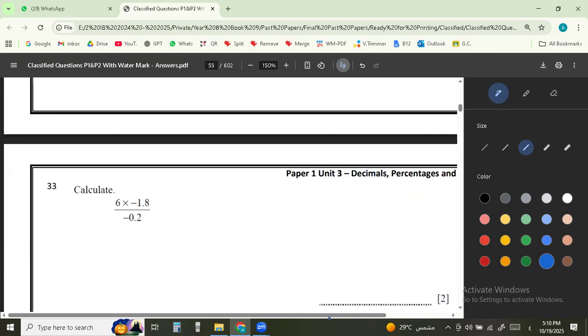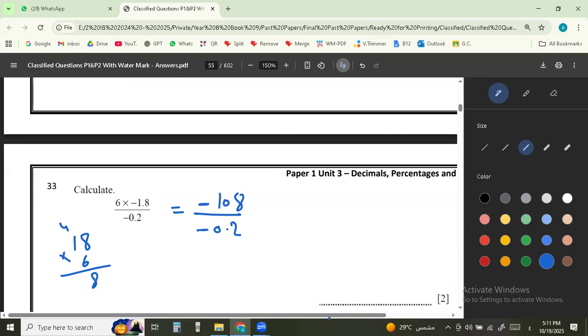Multiplying 6 by negative 1.8. 6 times 1.8, I need to do it. Sir, the sign is definitely negative. That up, and I have negative 0.2 down. Well, 6 times 18 is going to give you what? And then you put one decimal place in the answer. So it's going to give you exactly 108. Okay, you can do the multiplication. 18 times 6.